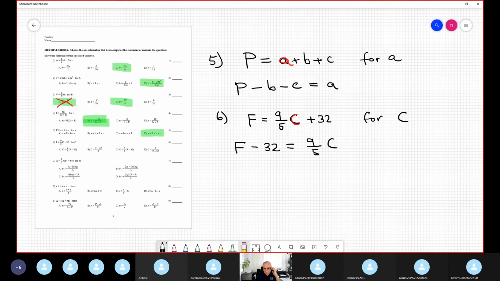Step by step. Now, reciprocal. What is the reciprocal? The reciprocal is 5/9. Multiply both sides by 5/9. And that's it. 5/9 times (Fahrenheit degree minus 32) is equal to capital C.